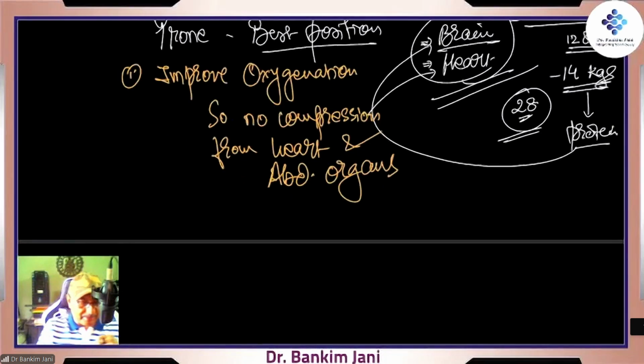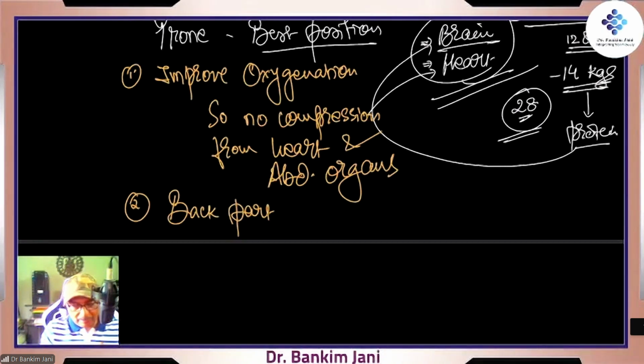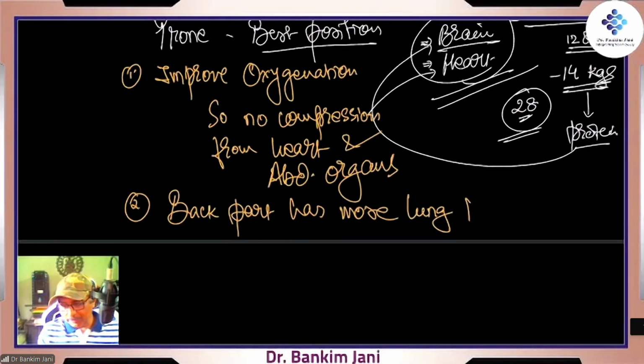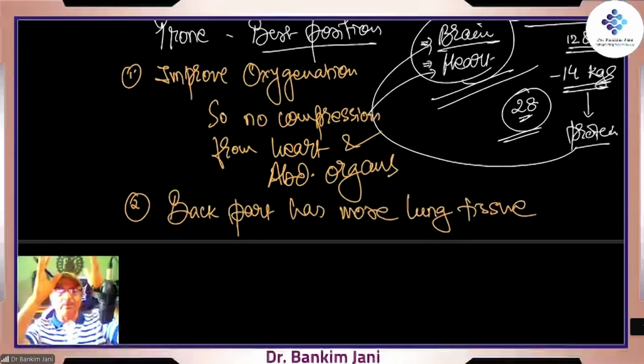No compression from heart and abdominal muscles and abdominal organs. And one more very interesting thing, the posterior part of the lungs has got more alveoli. So it is the back part. You can say in very crude language, the back part of the lungs has more lung tissue. So if the back part has got more lung tissue, when you are in prone position, this back part is up. That means the air which will enter will always try to go up. When it goes up, those tissues will be used more. So there will be better alveolar function.